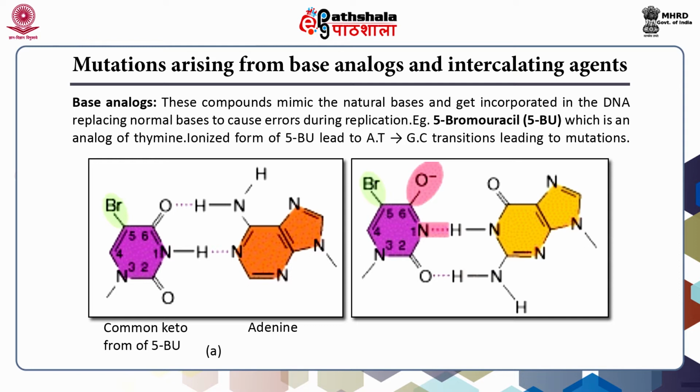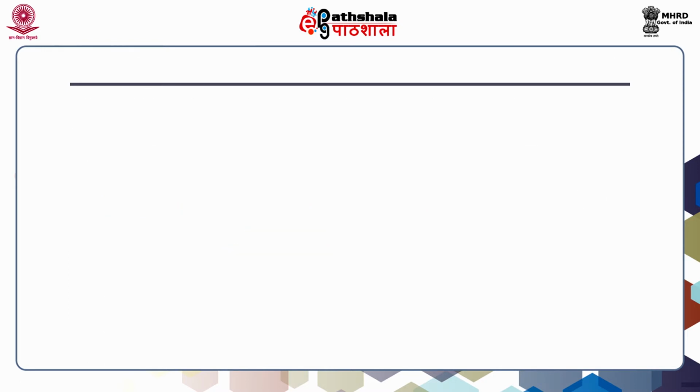Another example you can see is where the ionized form of 5-bromouracil is binding to guanine. This again can prevent the replication. So, bromouracil is an analog of thymine, and the ionized form of 5-bromouracil leads to an AT to GC transition, and this is a kind of mutation.